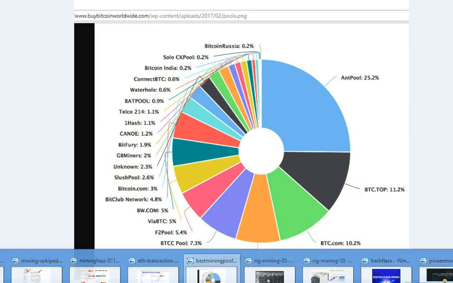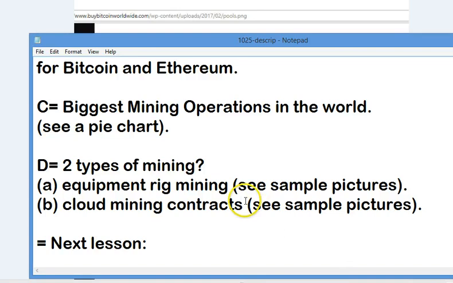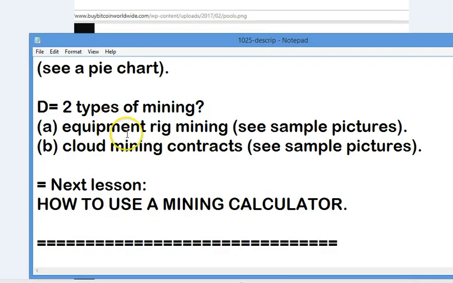All right, next we're going to go through the two types of mining. The first one I call equipment rig mining, and the second one is cloud mining contracts. Let me explain to you. Equipment rig mining is when you buy your own equipment, you set up your own servers, hardware and software combined, rent space, hire technical people, hire business people, all that good stuff. That's what that is.